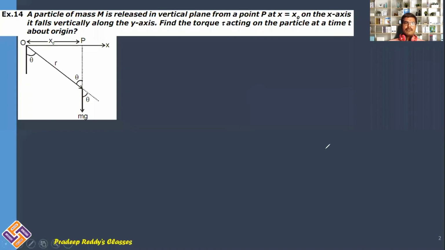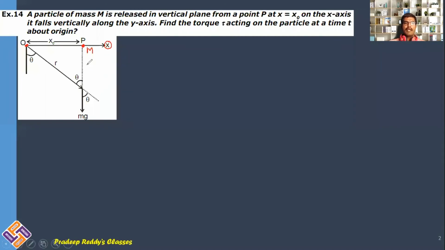Students, there is a particle of mass m. It is released in the vertical plane from x equal to x naught, which is on the x-axis. From this point, at a distance x naught from the origin O, you are leaving this object. As a result, it falls down vertically in the y plane. You need to now calculate the torque acting on the particle at a time t about the origin.